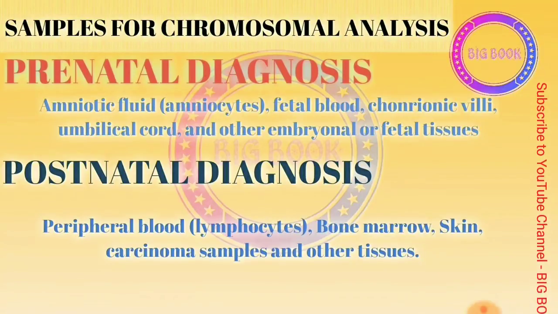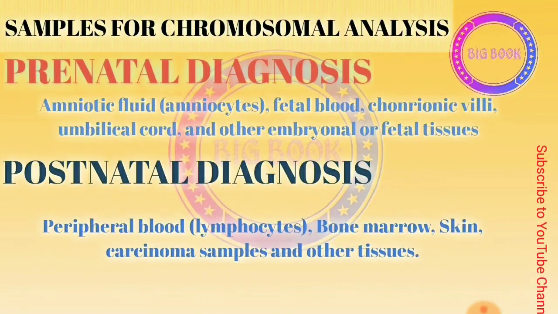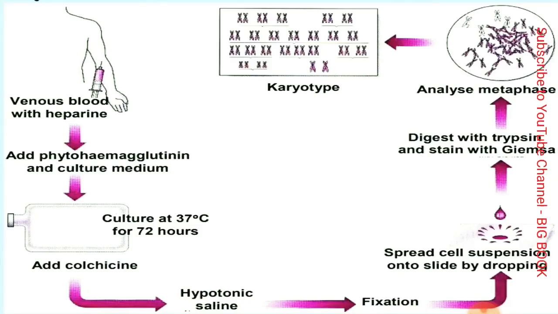Otherwise from the skin cells, which are the easily available outer tissue. Carcinoma samples, if it is a cancer patient, then carcinoma samples, and samples can also be taken from other tissues. So this is postnatal diagnosis.